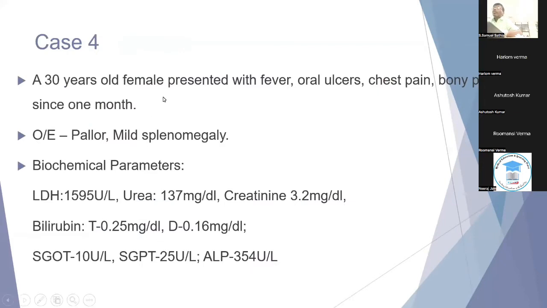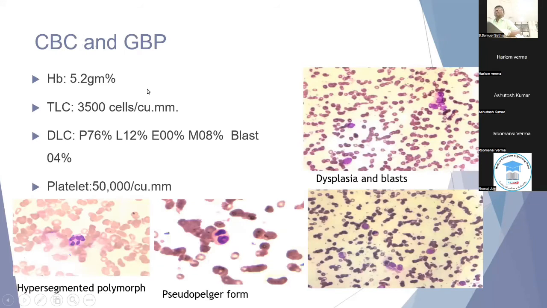This is the next case, a 30-year-old female presenting with fever, oral ulcers, and chest pain since 1 month. On examination, she had pallor and mild splenomegaly. These are her biochemical parameters. Clearly, the CBC showed pancytopenia and the peripheral smear showed 4% blast cells.